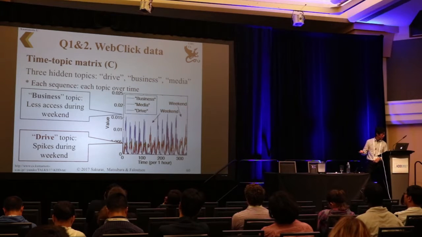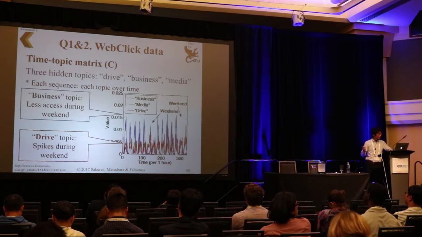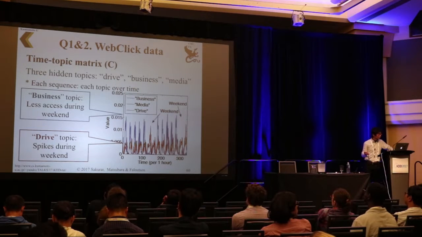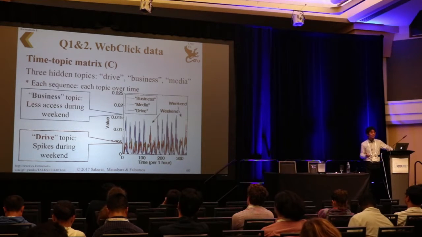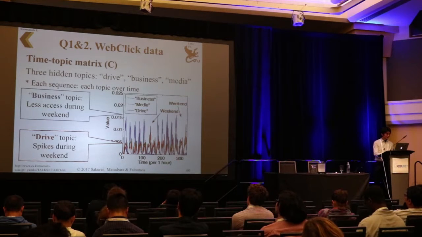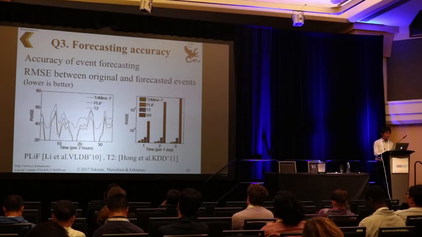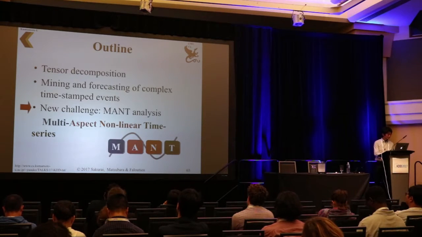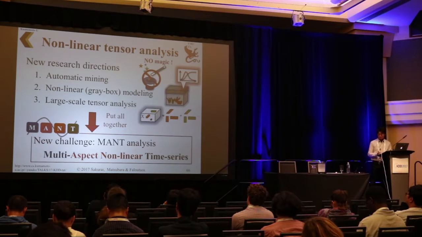The business topic shows higher activity during weekdays and less activity during the weekend. On the other hand, the driving topic shows high activity during the weekend, especially Saturday evening. By using such topic information, we can do forecasting. And next one.